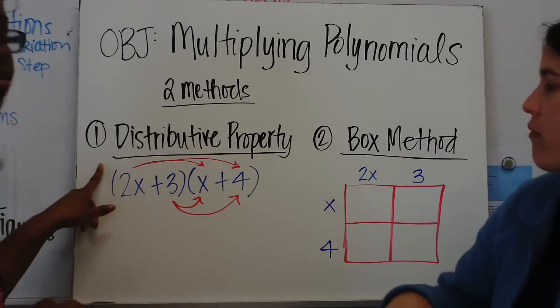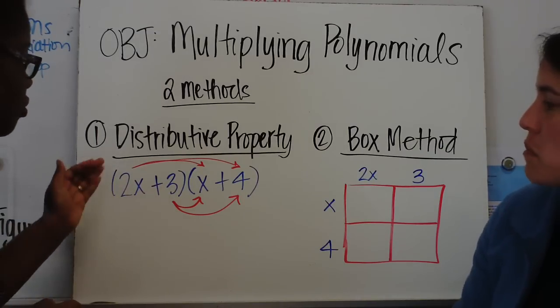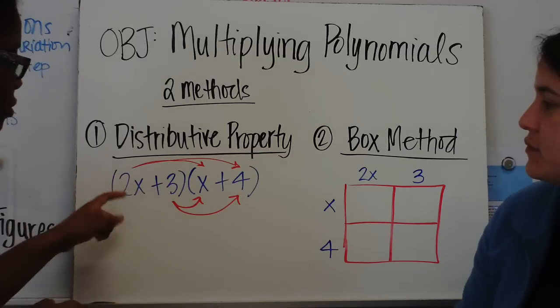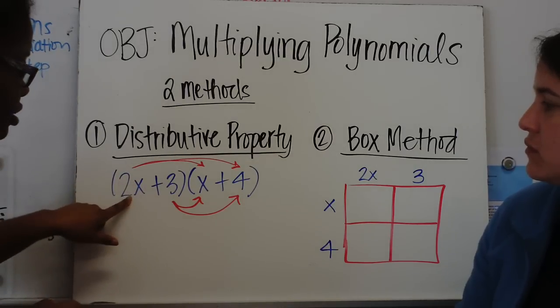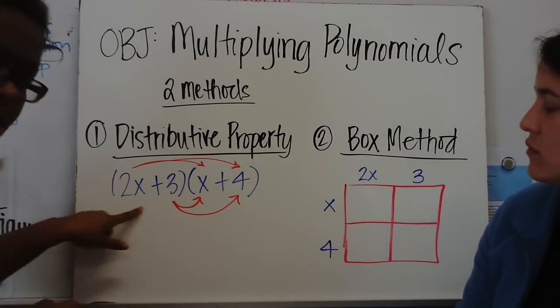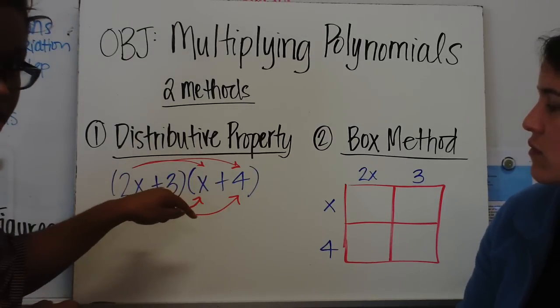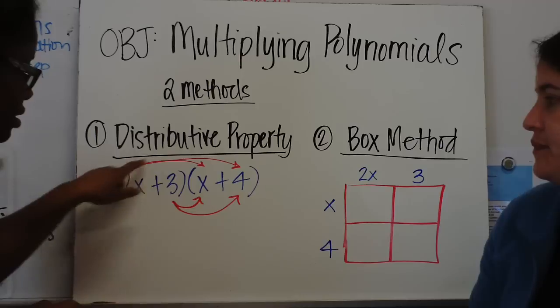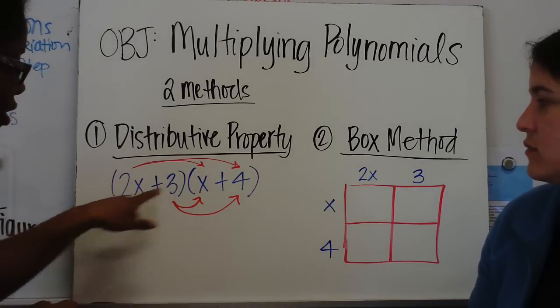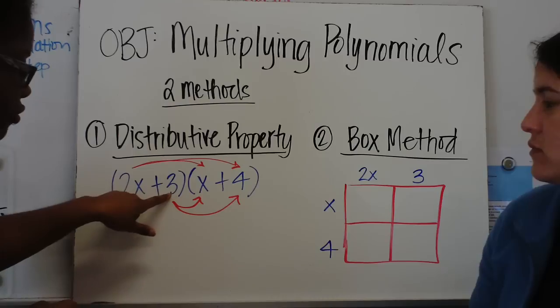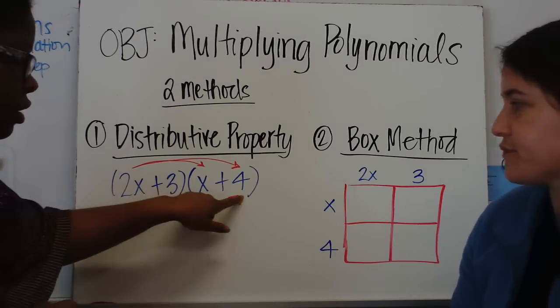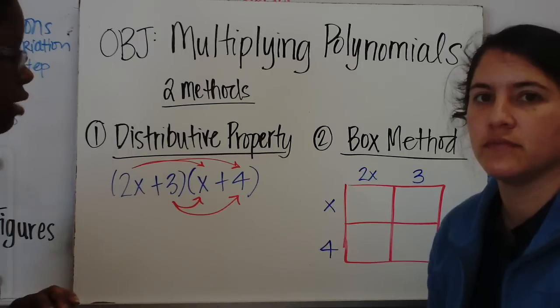The first method is the distributive property. We're going to show you in more detail about what you're going to do, but pretty much you take each term in your first polynomial and you distribute it to every term in the second one. So you take 2x and you multiply it by x, and then 2x times 4, and then you do 3 times x and then 3 times 4.